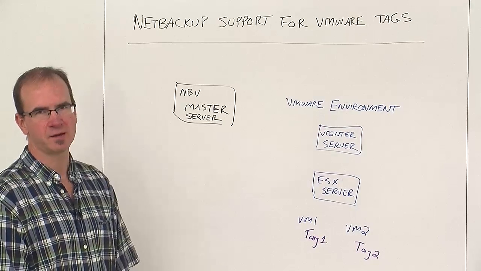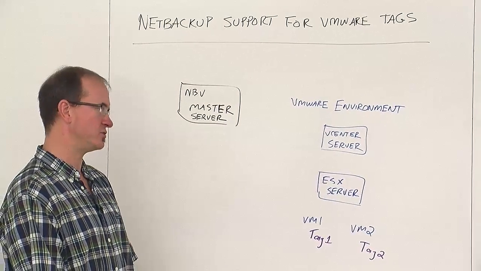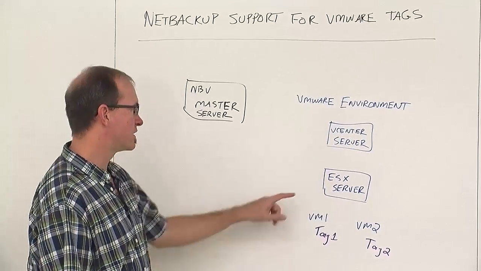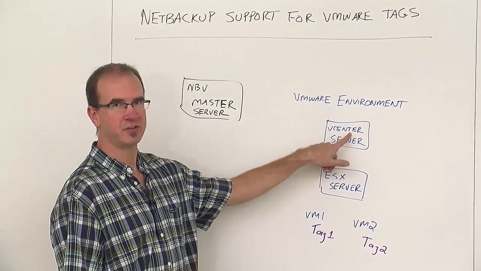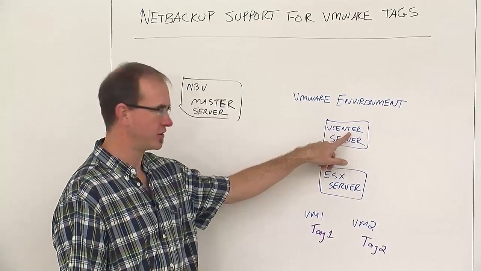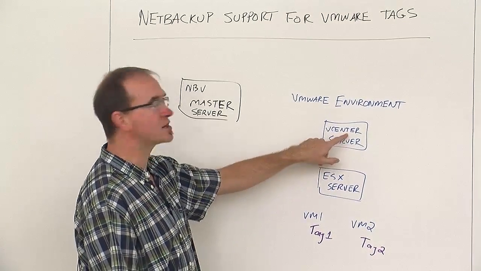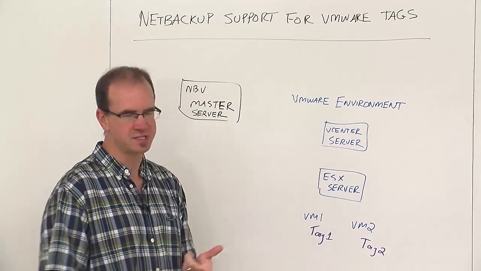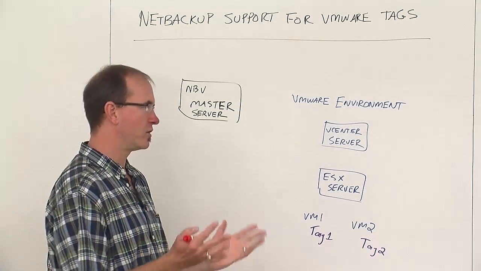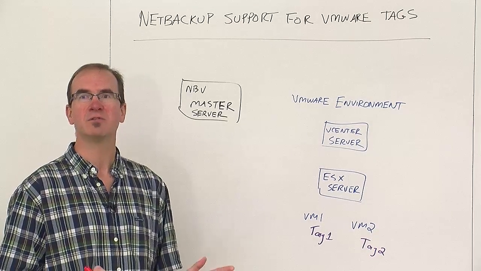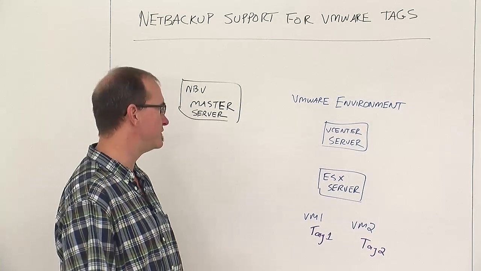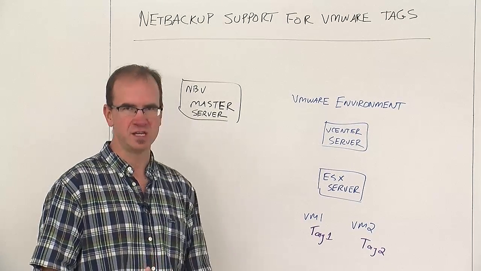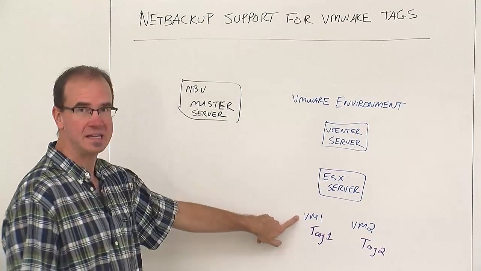So let's just give a quick background on how Tags is used. Tags are set up and controlled in the vCenter server itself. It's stored in a separate database inside the vCenter. Tags can be placed on all kinds of objects within the vCenter, on VMs or data stores or just about any tier 1 object. For 771, NetBackup is only going to consider tags that are applied to VMs.